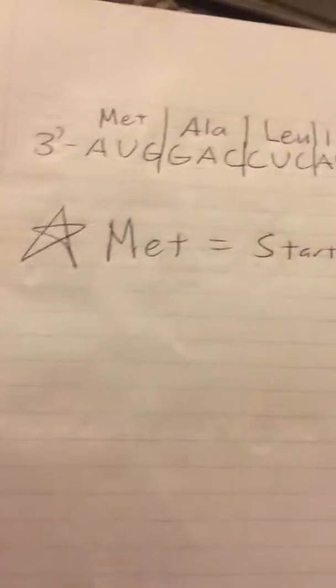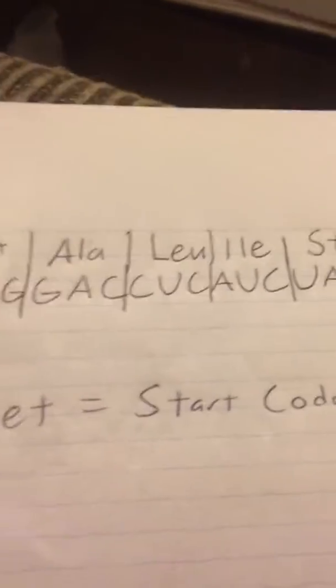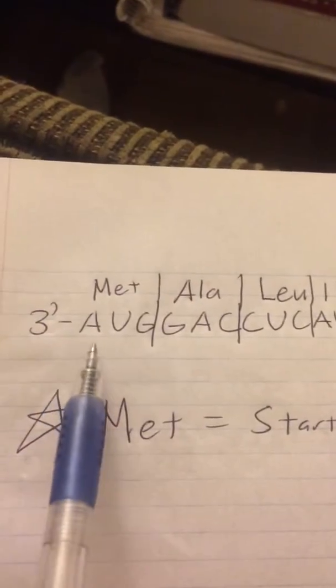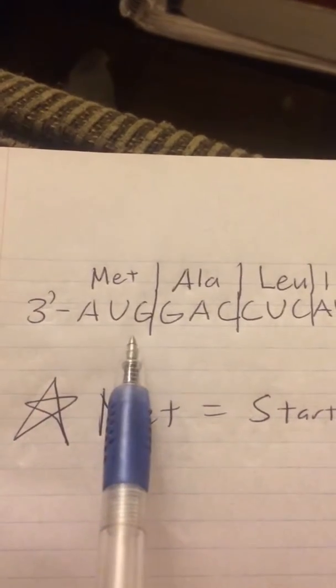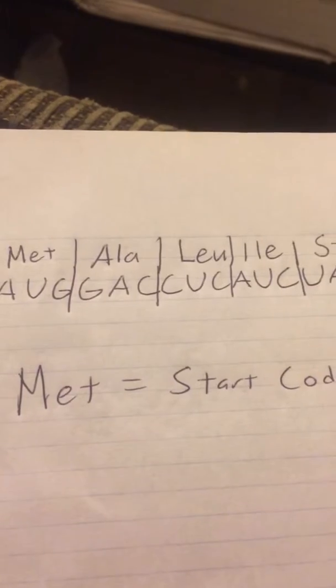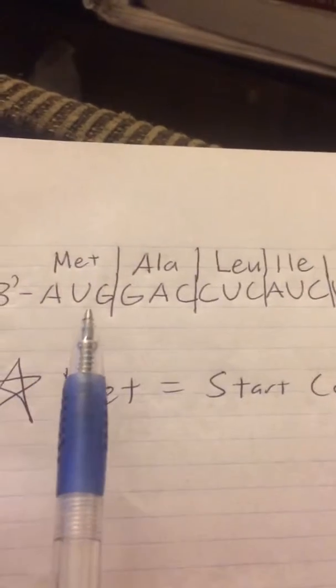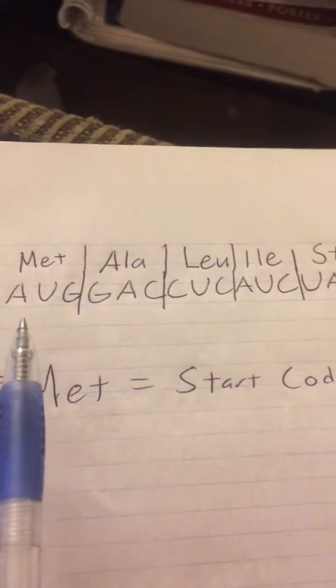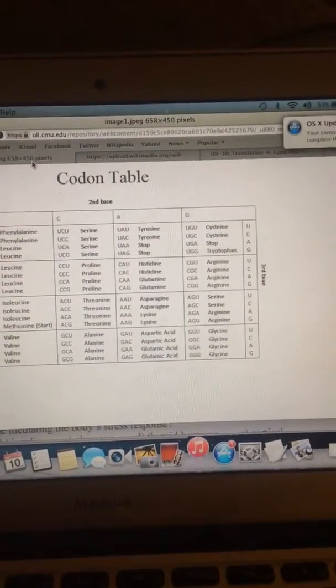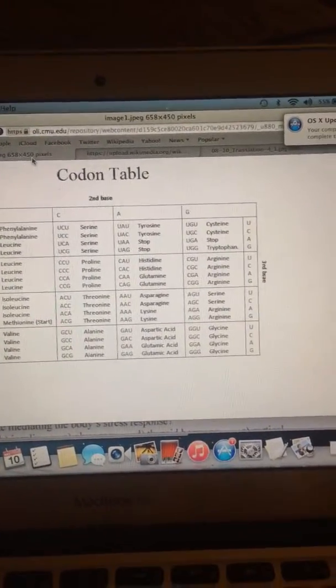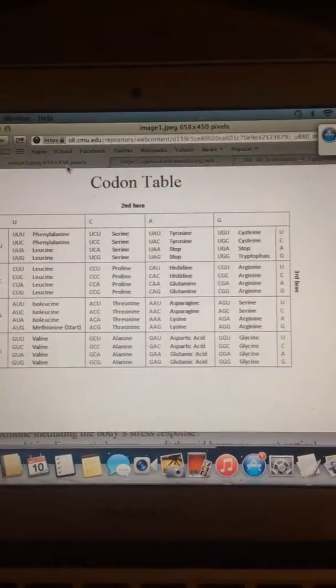Once that is done, translation starts taking place, where every 3 nucleotides codes for a certain amino acid. So as you can see, AUG codes for methionine. You can see it on a chart, which will usually be given to you, a codon table about all the amino acids that come from each 3 nucleotides in a certain pattern.